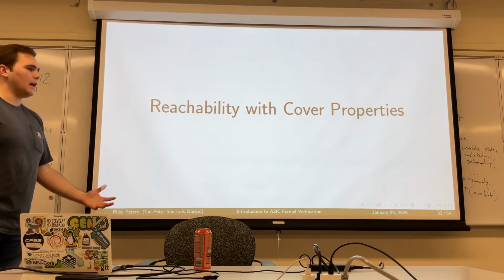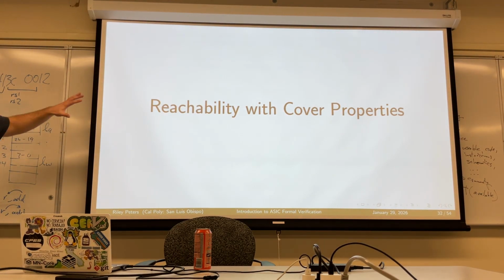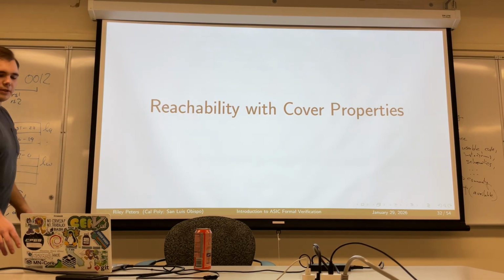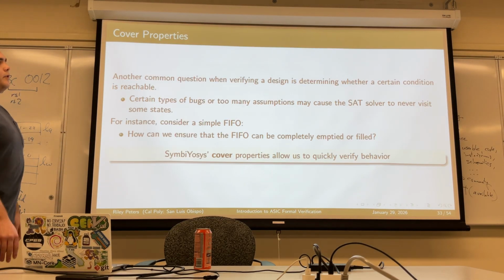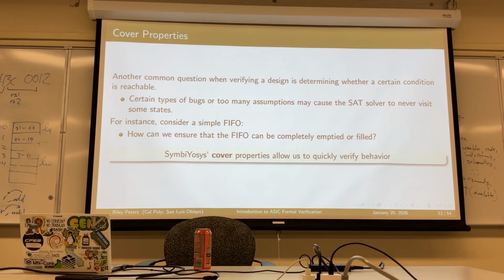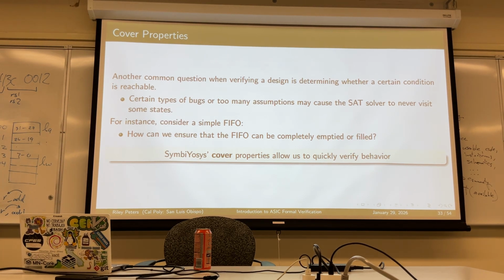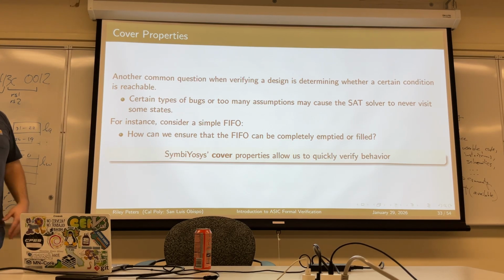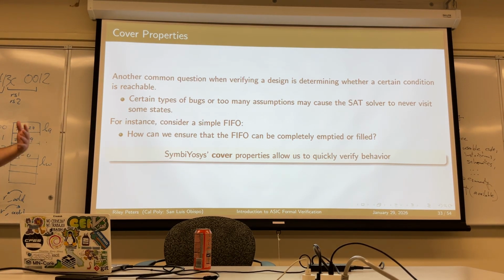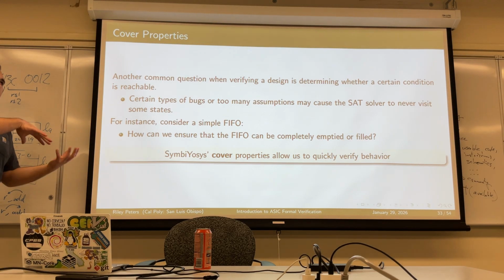The last topic I have covered today is cover properties, which are a useful tool in your tool belt when you're trying to debug things. Another common issue is that you want to see that something is reachable. For example, maybe I design a FIFO, and I want to make sure that it can be completely emptied or filled.